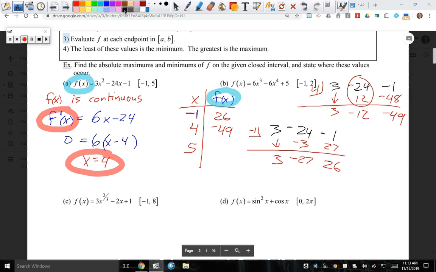Last but not least, we will go with 3, -24, -1. We're going to now plug in 5. Copy, multiply, add. What's that? -9. So I get -45, so -46. Are we good? So the math is easy.